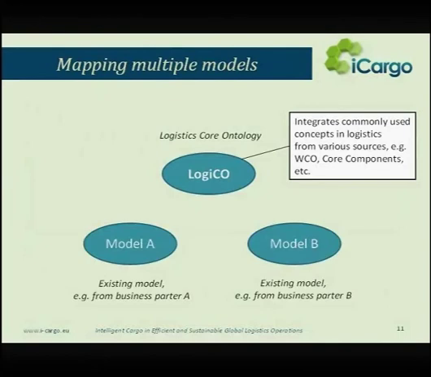And you can use that ontology to connect existing models to one another. For example, you could have model A that says it's about trucks. You can say, well, a truck is transport equipment. Model B is about ships, which are also transport equipment. And you can use Logico to connect the two together. And in that way, we can assist in bridging the semantic differences between various organizations providing various information.